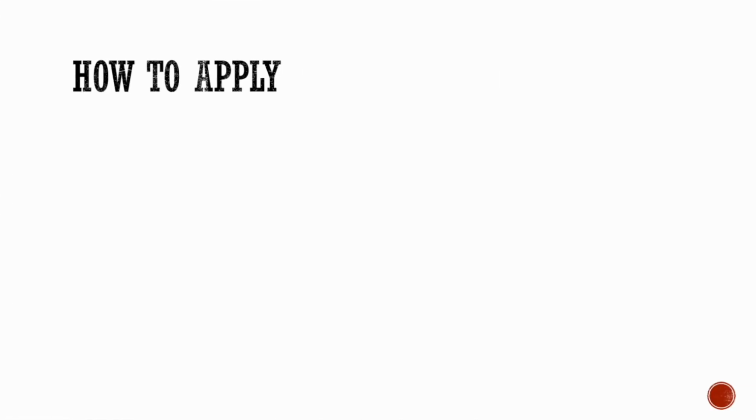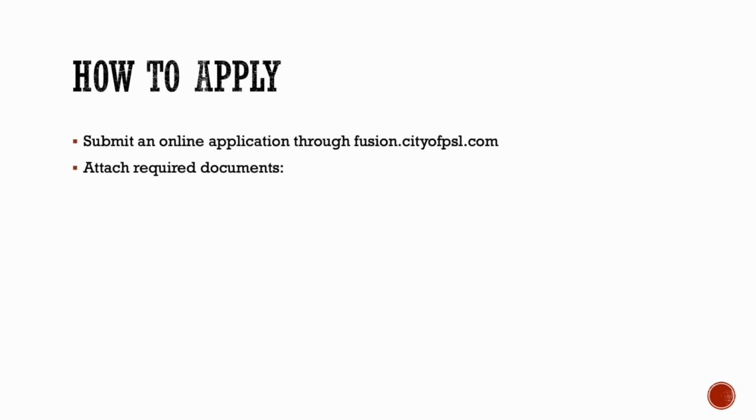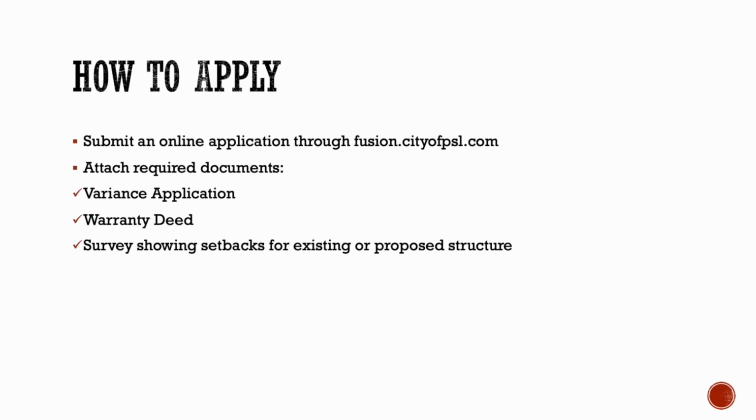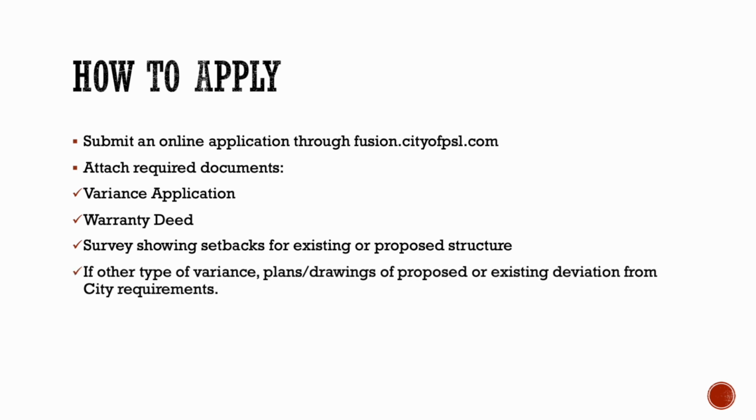On this slide, you'll see the various required documents that you will need to submit with your variance application. There's, of course, the application itself, which we'll later go through as to how to find it online. The warranty deed showing that you are indeed the owner of this lot that you are seeking a variance for. A survey showing the setbacks. This has to be a signed and sealed survey for the existing or proposed structure that you want a variance for. And if it's another type of variance, let's say it's something that you are deviating from the landscape code, then of course you'll need those plans and drawings of what you're proposing.